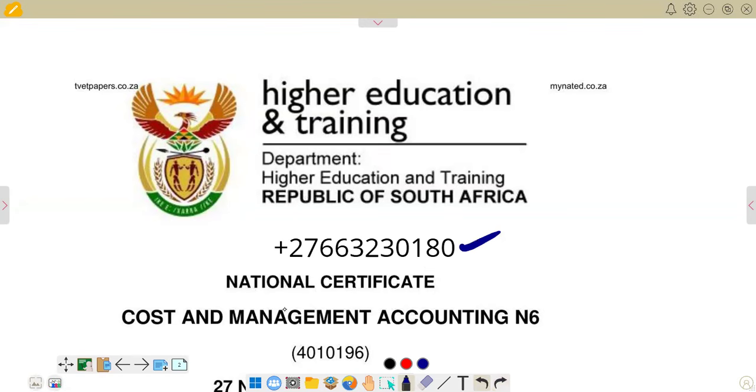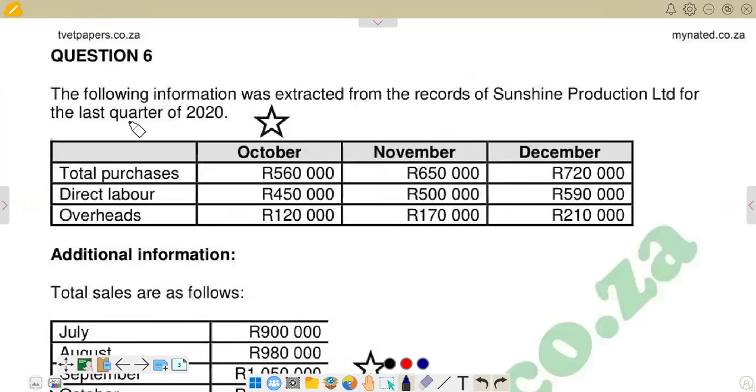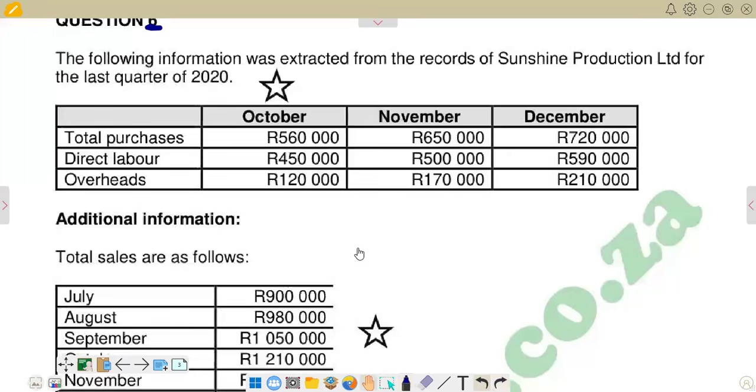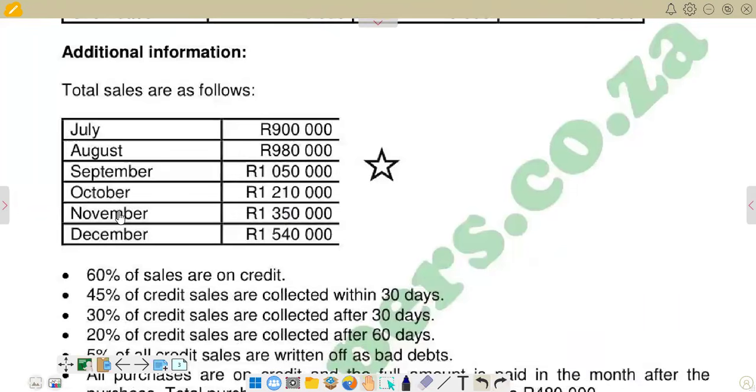So our question is question 6 on the question paper of November 2023. The question reads: the following information was extracted from the records of Sunshine Production Limited for the last quarter of 2020. We're given a table for October, November, and December, and we get total purchases, direct labor, and overheads. Then in the additional information, we've got total sales from July to December.